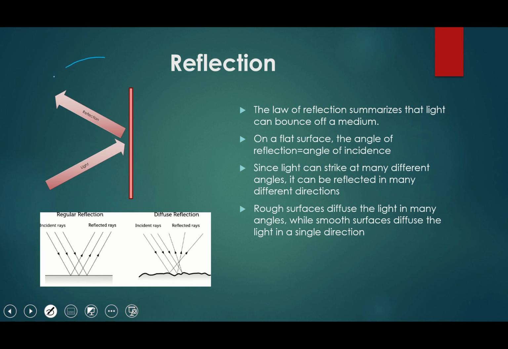So reflection, as you can see in this diagram, is when light hits an object and bounces off. When light hits an object, it hits at a certain angle known as the angle of incidence. On flat, hard surfaces such as a mirror or metal, this light is reflected at the very same angle that it hit. So the angle of incidence and the angle of reflection are equal to each other.